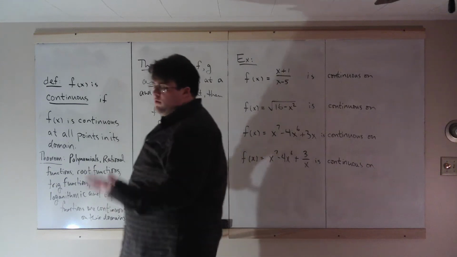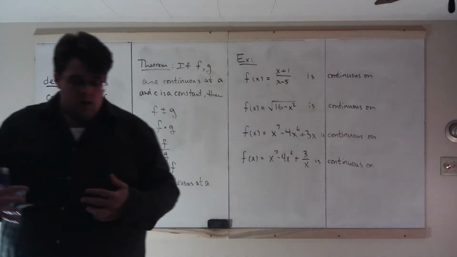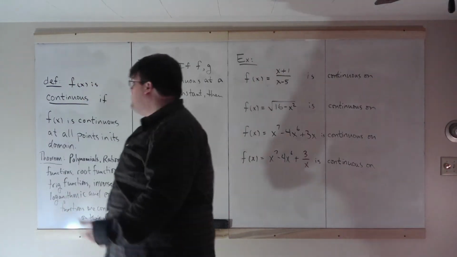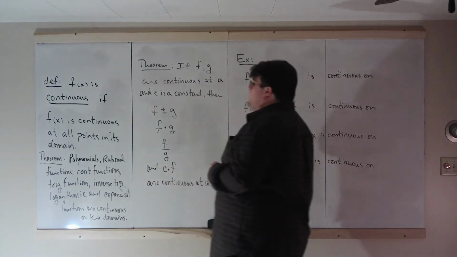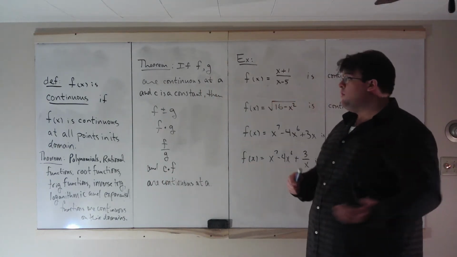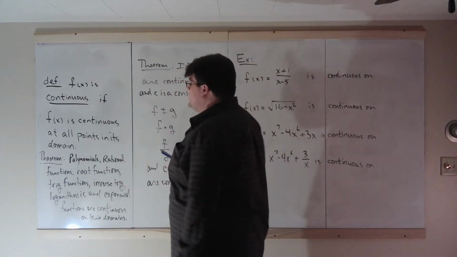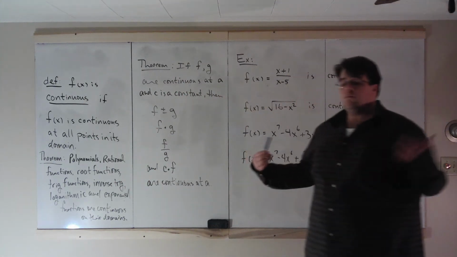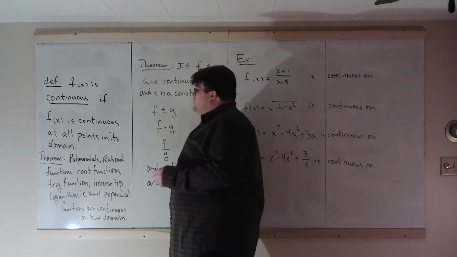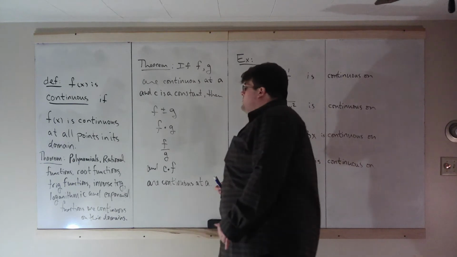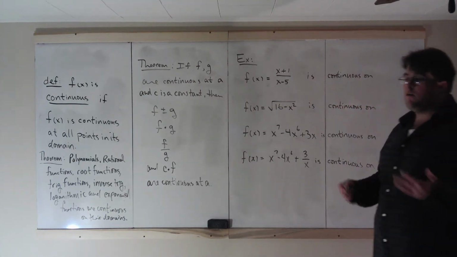So remember, a function was continuous at a point if the limit as x approached that point of the function was the function evaluated at that point. Here we have a function f of x is continuous if f of x is continuous at all points in its domain. So we take the domain, if f of x is continuous at all of those points, then we say we have a continuous function. And we have these two theorems on continuous functions.